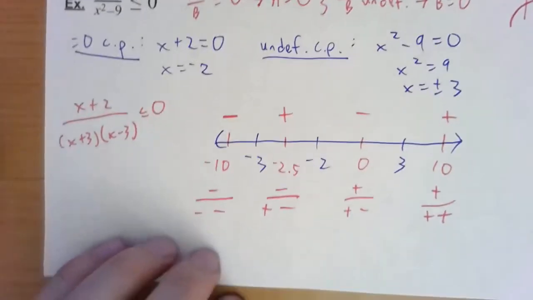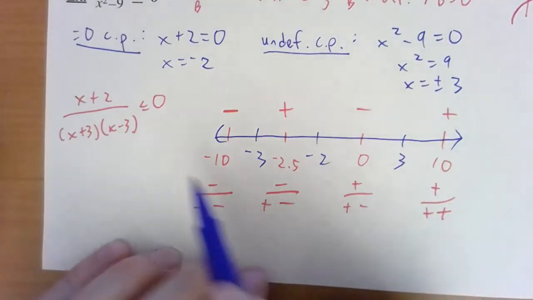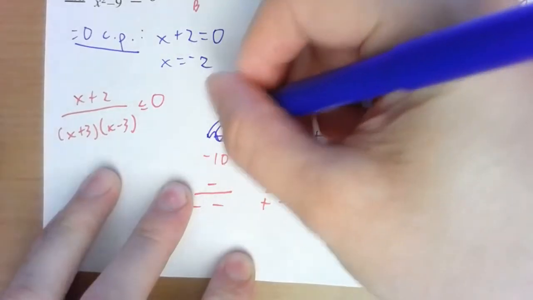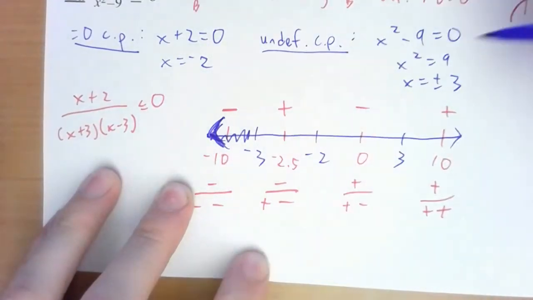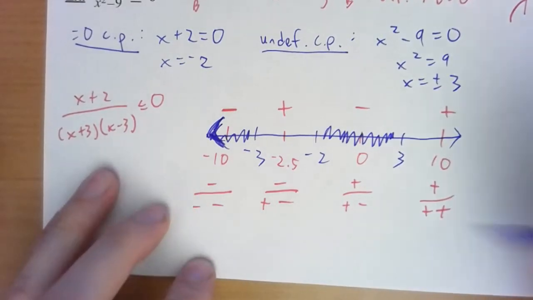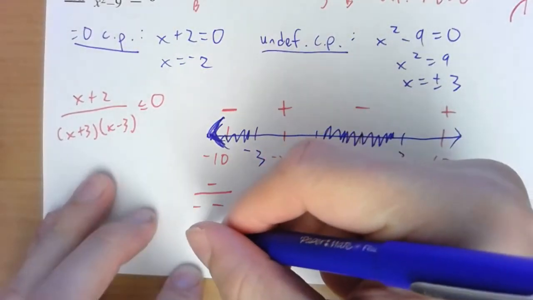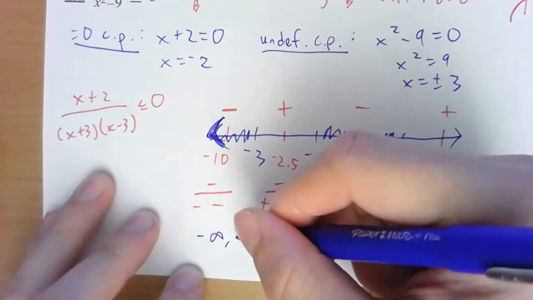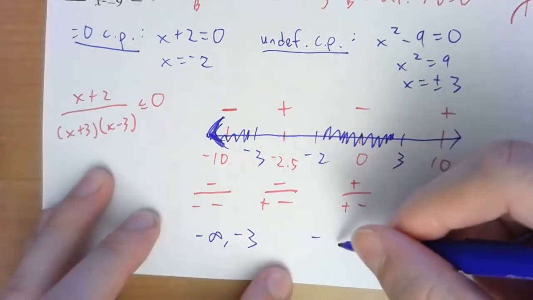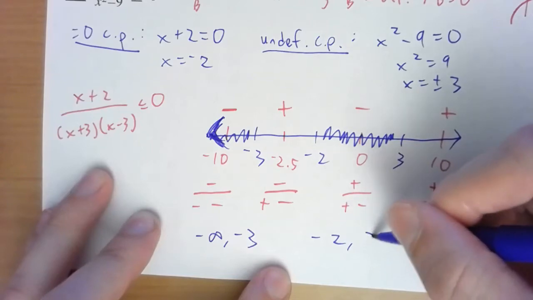Okay. All right, and so then what do we want? We want it less than or equal to 0. So we want the negative section right here, and we want the negative section right there. So we're going to go from negative infinity to -3, and we're going to go from -2 to 3.